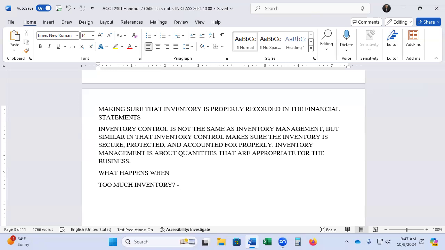So what are some problems when you have too much inventory? Right, so you have a challenge to sell it, right? Customers aren't buying it, so it's building up, and so you probably have to sell it at a discount. You have to warehouse it.